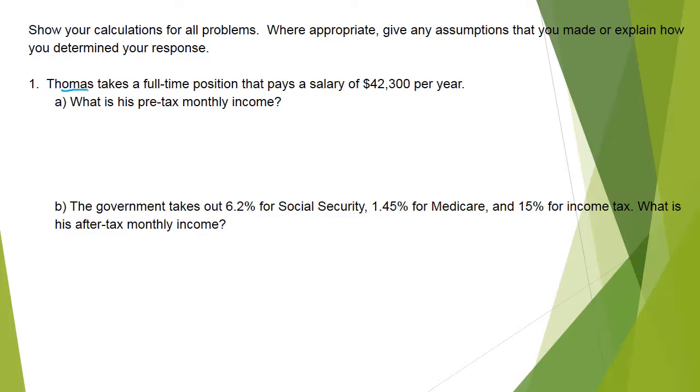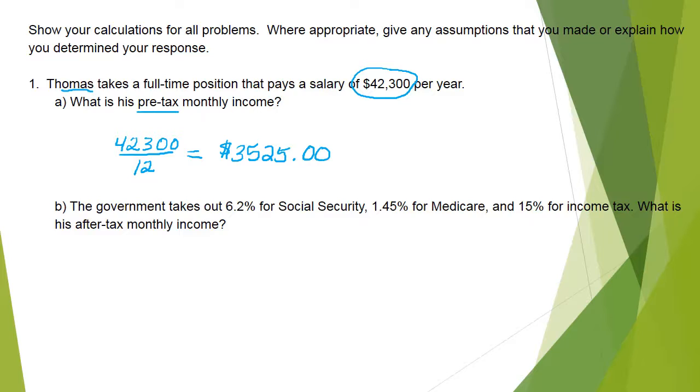He's a full-time position that pays a salary of $42,300 per year. They want to know what is the pre-tax income. So we're going to take that $42,300 and we're going to divide it by 12. Since there are 12 months in a year, that's going to give us a pre-tax monthly income of $3,525, and we want to write this as a money amount. So that would be our pre-tax.